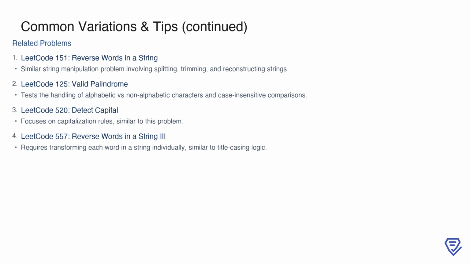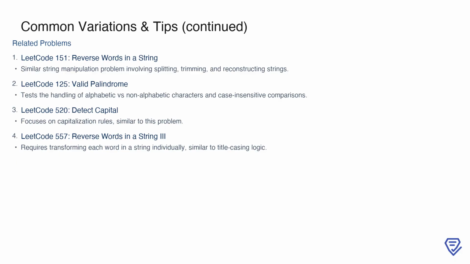This problem also connects to several related challenges on LeetCode that can help strengthen your understanding of string manipulation. For example, LeetCode 151, Reverse Words in a String, involves splitting, trimming, and reconstructing strings, making it a great practice problem. Another is LeetCode 125, Valid Palindrome, where you need to differentiate between alphabetic and non-alphabetic characters while handling case-insensitive comparisons. Then there's LeetCode 520, Detect Capital, which focuses solely on capitalization rules, very similar to what we're doing here.